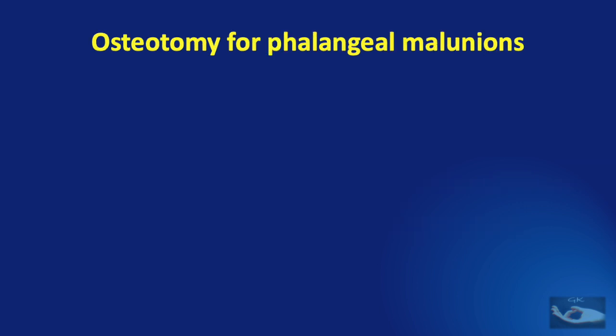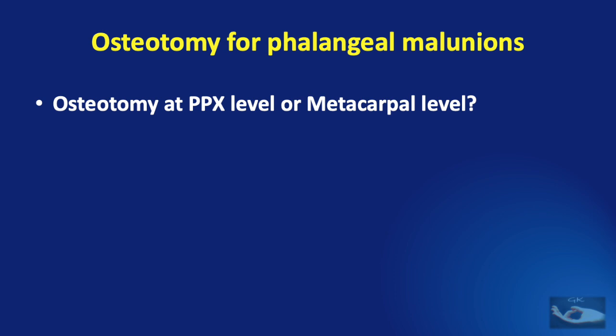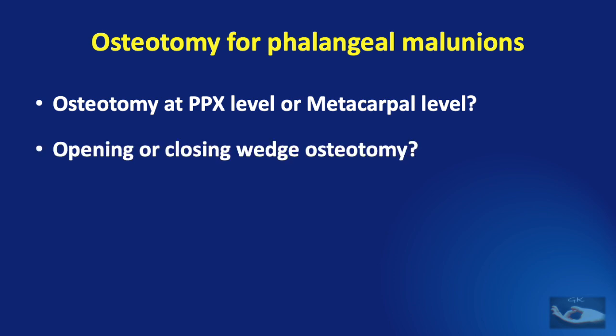To make it more simplified and easier to understand, let us see how the osteotomy is done for phalangeal malunions. The first question is whether we need to do an osteotomy at the proximal phalanx level or the metacarpal level, and the next question is whether we need to do an opening or closing wedge osteotomy.